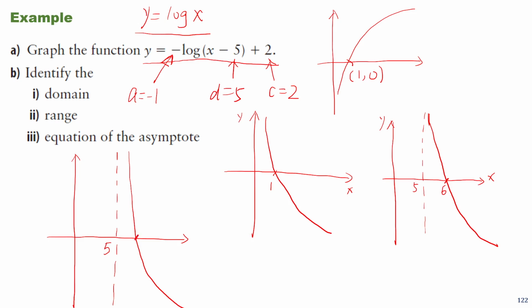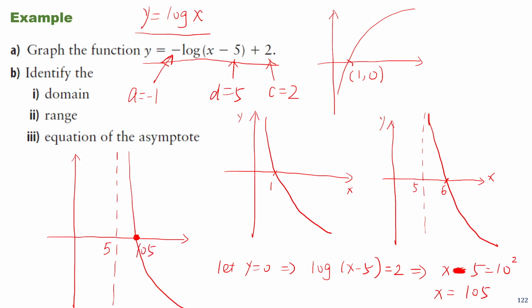And actually you can calculate this point. If you let y equal 0, then we have log base 10 of x minus 5 must equal 2, right? That means x minus 5 equals 10 to the power of 2, and x equals 105. So this point becomes 105 here, right?